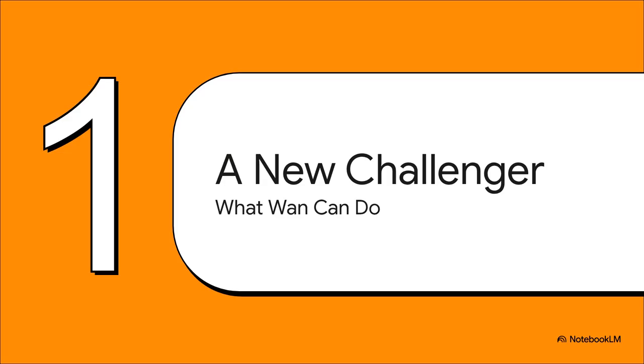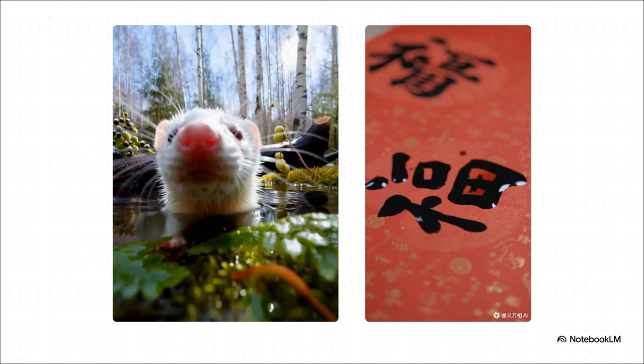First up, let's just take a look at what this thing can actually do. And yeah, the results, they speak for themselves. I mean, look at this. The quality is just stunning. On the left, check out the detail in the animal's fur, the way the water moves. And on the right, this is a huge deal. Wan is the first model of its kind that can generate both Chinese and English text right there in the video. That's a massive technical achievement.